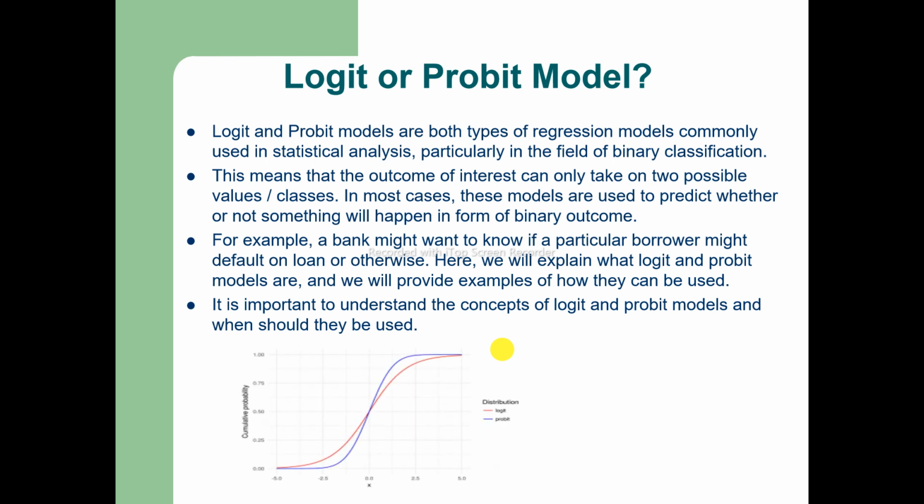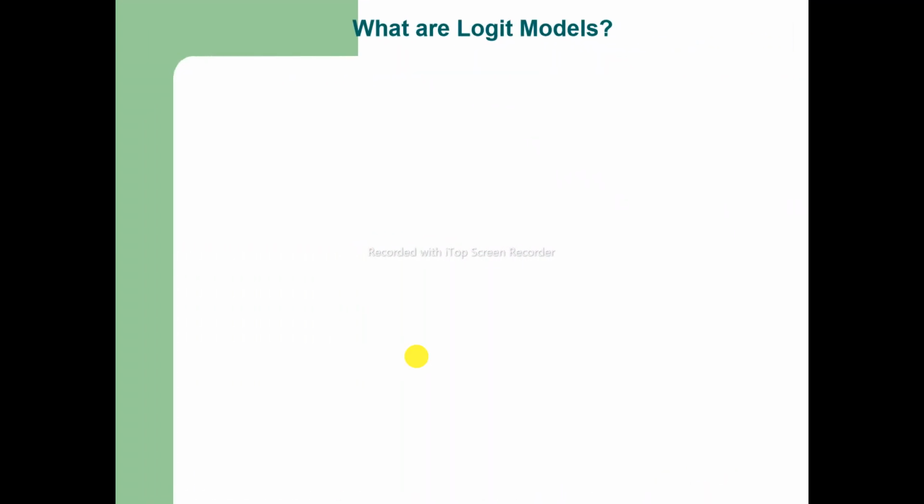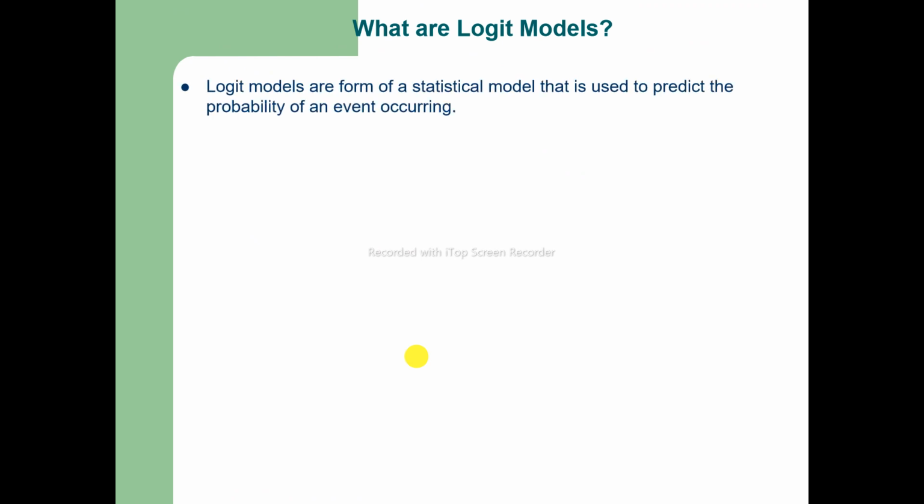These are the cumulative probability distribution functions of Logit and Probit. The red line is the Logit, and the blue one is for Probit. So we start with the Logit models. As I mentioned, Logit models are a form of statistical model which is used to predict the probability of an event occurring. They are also known as logistic regression models.